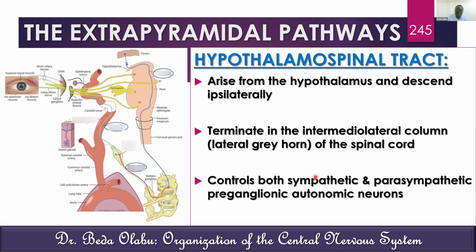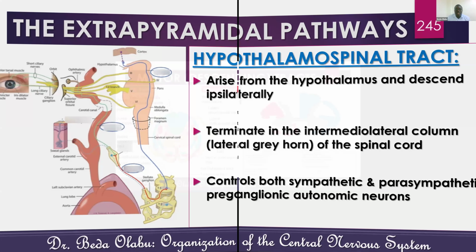There are some segments which will not receive this termination because they don't give rise to preganglionic autonomic neurons. Remember, sympathetic arise from segment T1 to L2 or L3 thereof the spinal cord. Parasympathetic arise from segments S2, S3, and S4 of the spinal cord. Well, parasympathetic also arises from some cranial nerves, but that's not spinal cord.